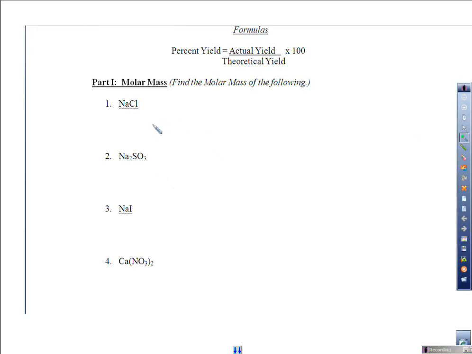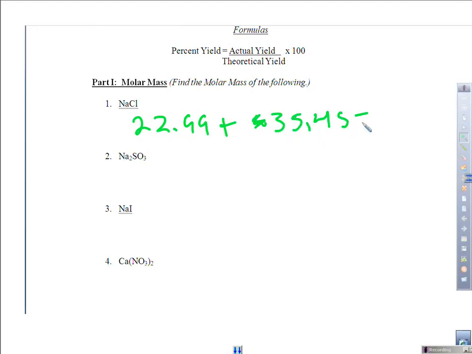Molar mass problems, they're real simple. You take the molar mass of these compounds, or of these individual elements, you add them together. So it's 35.45, and that's going to equal 58.44. The units are going to be grams per mole.